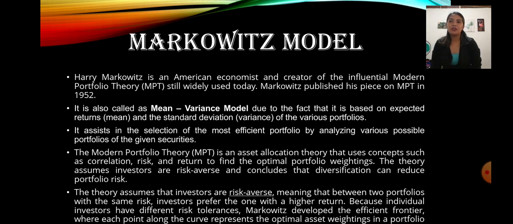So let's say, for example, an investor is choosing between two risks. They are going to choose the one with the higher return. Because individual investors have different risk tolerances, Markowitz developed the efficient frontier, where each point along the curve represents the optimal asset weighting in a portfolio.